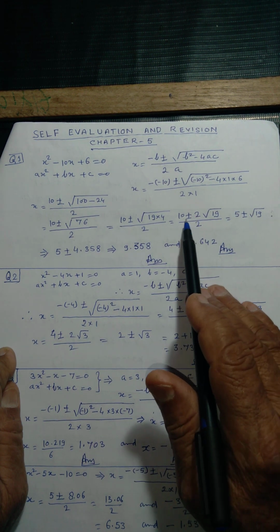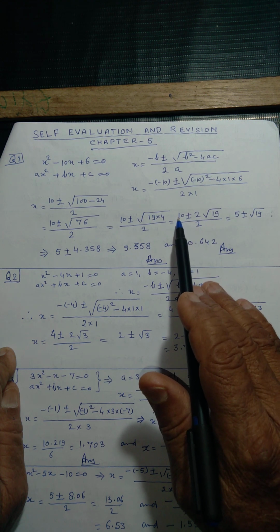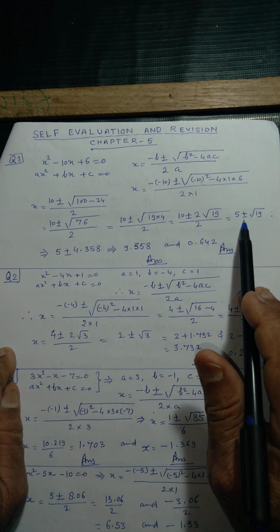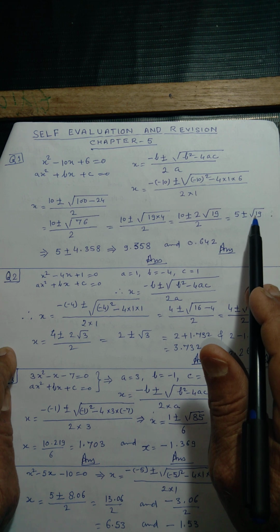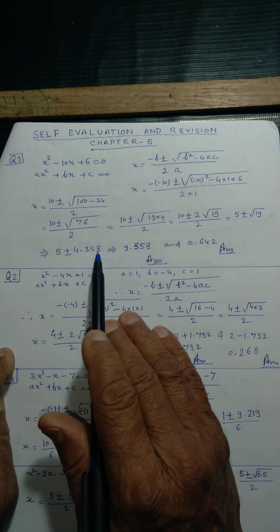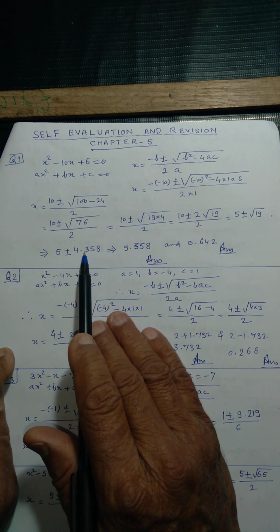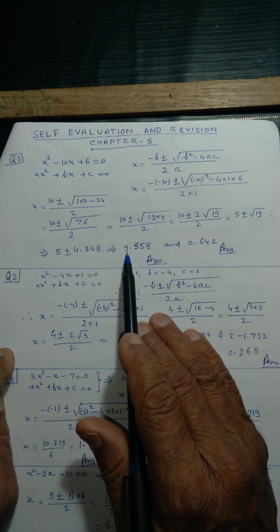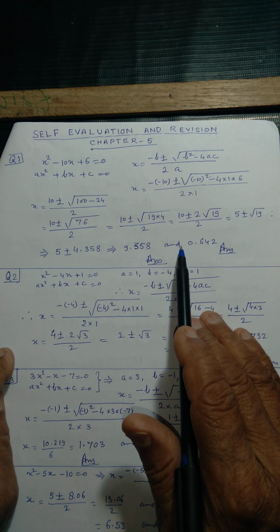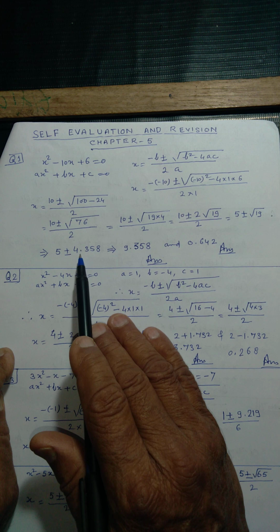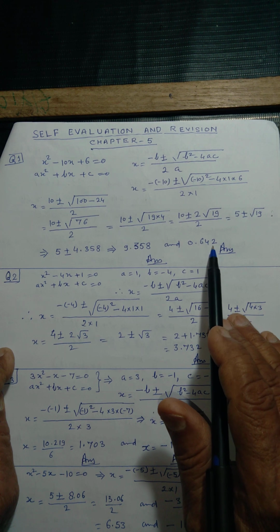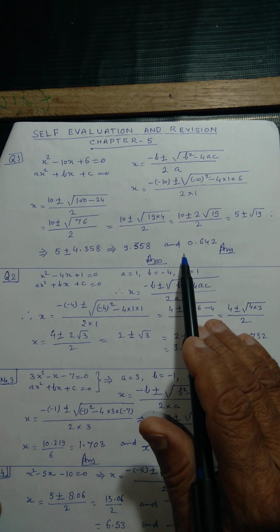So once you divide it, 2 5s are 10 and 2 1s are 2. So we ultimately get the result 5 plus minus root 19. Take the square root of 19, it will be equal to 4.358. Once you add 5 plus 4.358, you will get 9.358. And in the second case, 5 minus 4.358 will get 0.642. These are the two answers of question number 1.